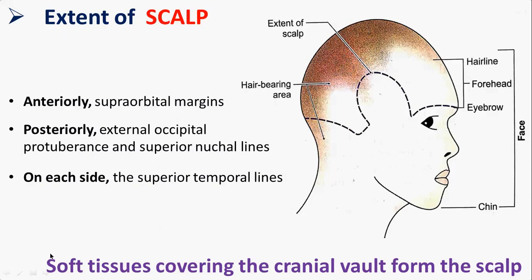What is the extent of the scalp? First, the scalp is a soft tissue covering the cranial vault. We have discussed the cranial vault. Above the cranial vault there is a soft tissue covering, which forms the scalp. Anteriorly, the supraorbital margin. We now know what the supraorbital margin is. Posteriorly, there is the external occipital protuberance and the superior nuchal lines. On each side, there are the temporal lines. So these are the extent of the scalp.